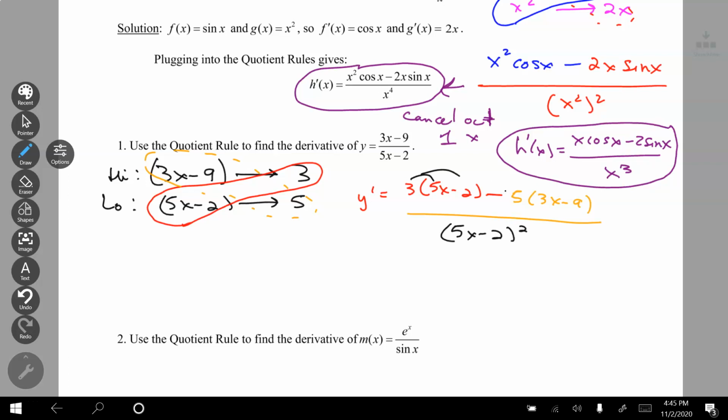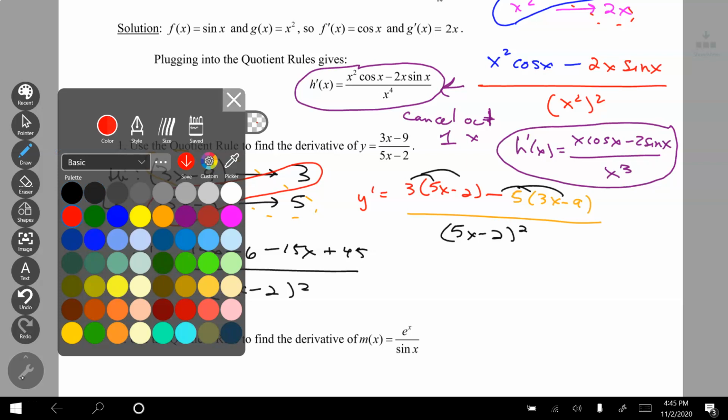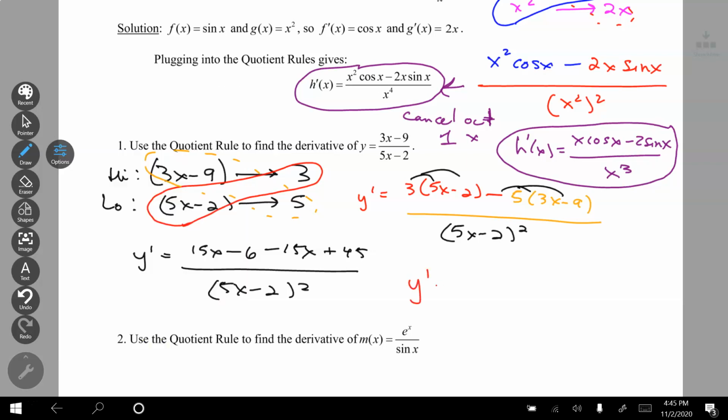I'm going to distribute a little bit. I get y prime is equal to 15x minus 6 minus 15x plus 45 all over 5x minus 2 squared. And when I get done with all this, I clean it all up. I see these cancel out. It's 39 over 5x minus 2 quantity squared.